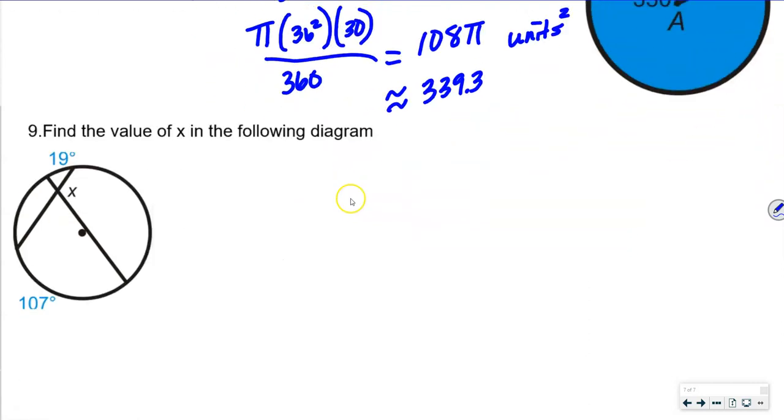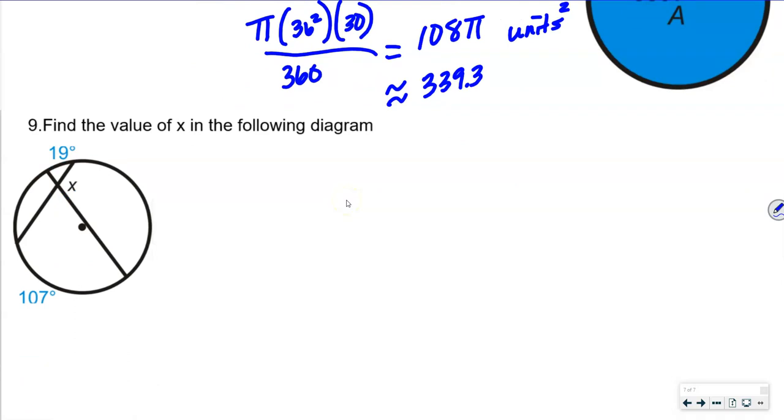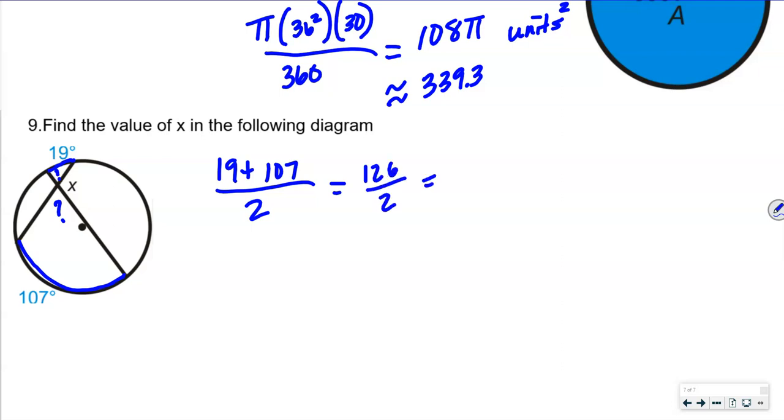Okay. Here's our last one. It says find the value of x in the following diagram. So if you recall, we have an arc here and we have an arc here. To find the question mark angles, those are congruent, right? We're going to add arc plus arc and divide by 2. So that's going to give us 126 divided by 2, which is equal to 63, okay?